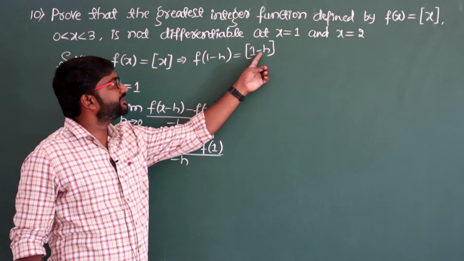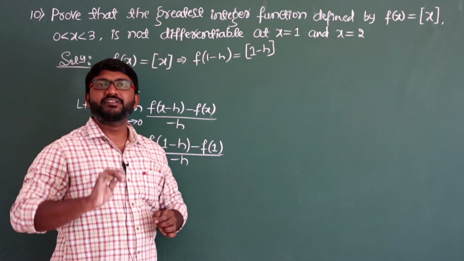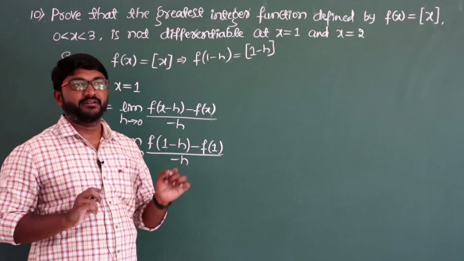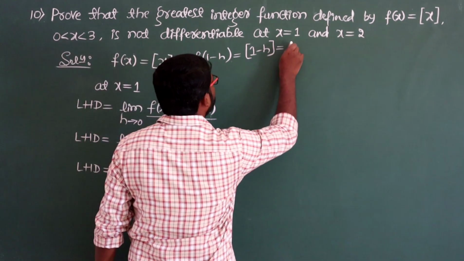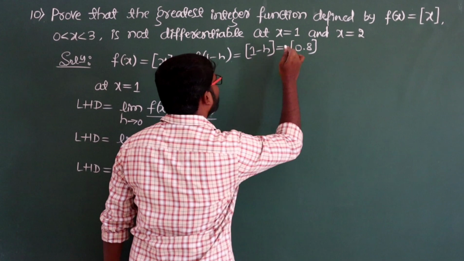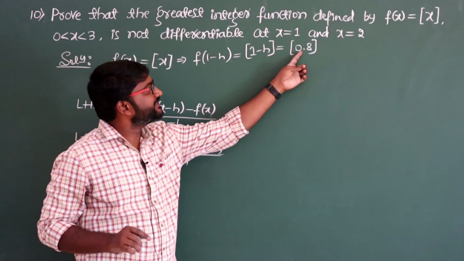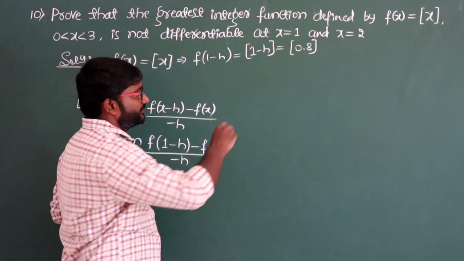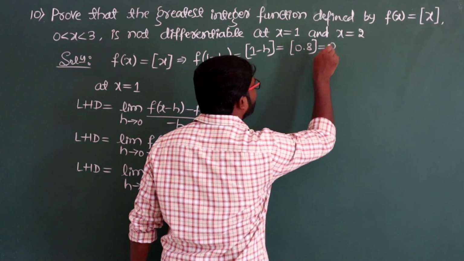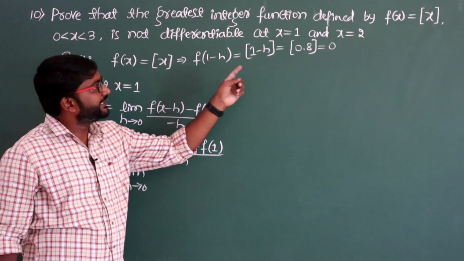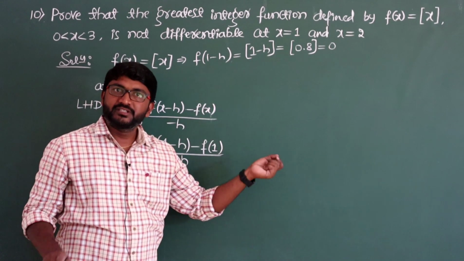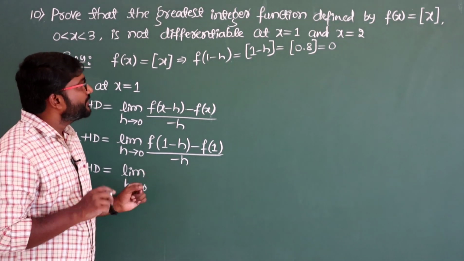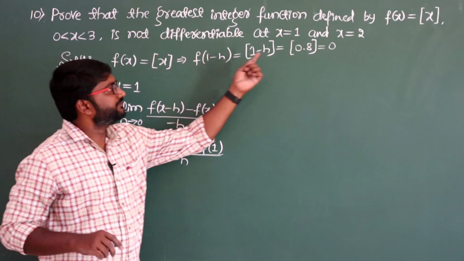So greatest integer of 1 minus h. Here h is a positive quantity, so 1 minus some positive number will be less than 1, approximately 0.8 or 0.9. What is the greatest integer of 0.8? We have to round it off to the lesser integer, so the greatest integer of 0.8 has to be 0. Even if it is the greatest integer of 0.99, we have to round it off to 0. That is the significance of the greatest integer function. So overall, f of 1 minus h is 0.